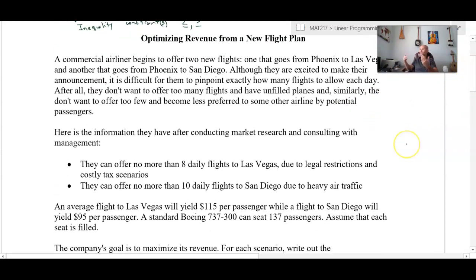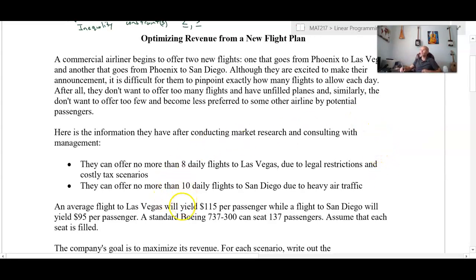So here's some information we have. We have these two flights that we're going to consider, Phoenix to Las Vegas, Phoenix to San Diego. They can offer no more than 8 flights to Las Vegas due to legal restrictions and costly tax scenarios. We don't need details, we just need to know that that's the case. They can offer no more than 10 daily flights to San Diego due to heavy air traffic. Okay, so no more than 8 flights to Las Vegas, no more than 10 flights to San Diego. And no more than means really less than or equal to 8 to Las Vegas and less than or equal to 10 to San Diego.